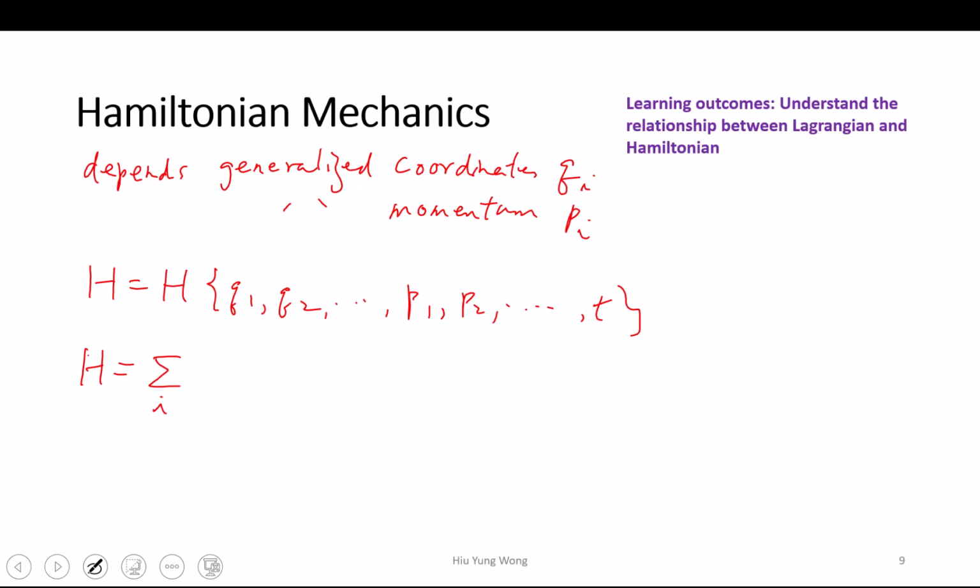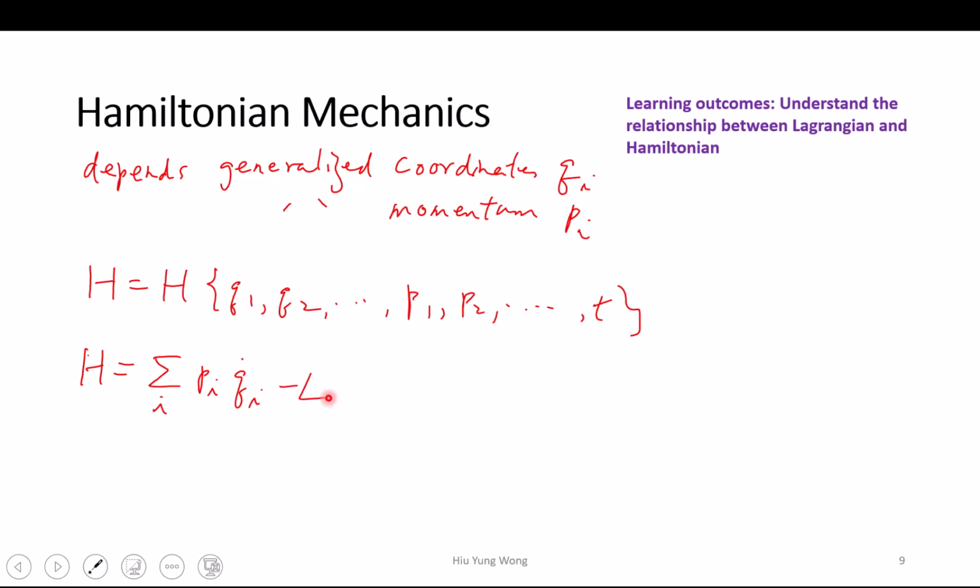Summation over i, pi qi dot minus L. Okay? You need to find the Lagrangian first, and then find pi, qi dot. p is the generalized momentum. It is not the mass times velocity. It's not always equal to the mass times velocity. For example, for the light, you cannot say that it has no momentum, right? You cannot just say its mass is 0, velocity is 3 times 10 to the power 8, so it is 0. Okay? Usually it is m times v.